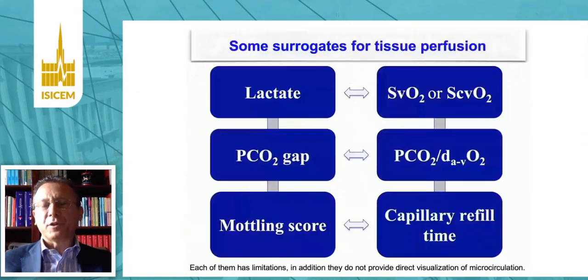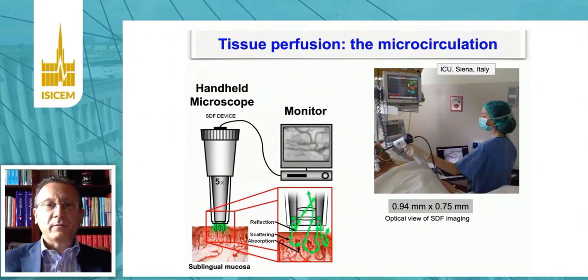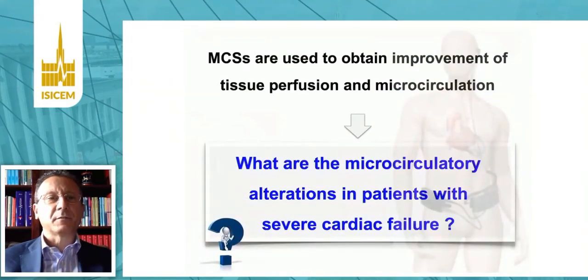How to assess tissue perfusion in these patients? These are some surrogates for tissue perfusion: lactate levels, SvO2 or ScvO2, the PCO2 gap with respect to arterial venous oxygen difference, the mottling score, or capillary refill time. However, each of them has limitations, and in addition, they do not provide direct visualization of microcirculation. The direct visualization of the microcirculation can be assessed by a handheld microscope, which can show the microcirculation on the monitor.